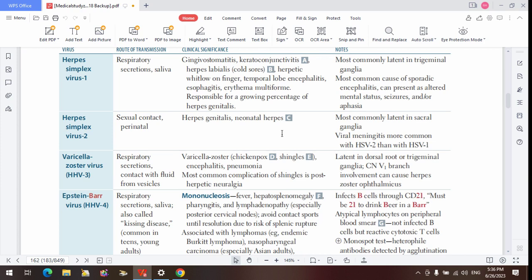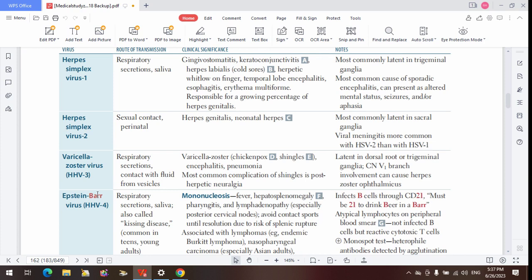So they don't have the typical Hutchinson teeth, or the mulberry molars, or the rhagades that you see in what condition? Syphilis. Congenital syphilis. Or the chorioamnionitis and chorioretinitis, the microcephaly that you find in the other one. So you just find the typical lesion and the encephalitis.